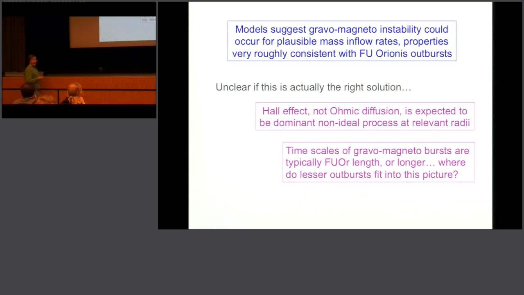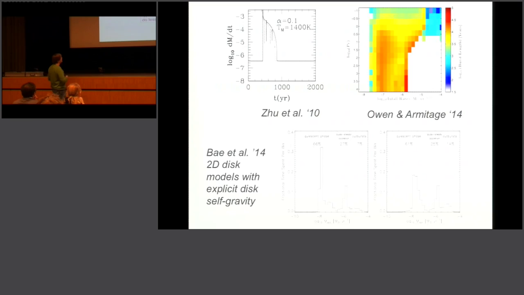So that's something perhaps that hopefully will be possible from a numerical point of view within the next few years. And then there's a more observational point, which is that when you do those calculations, so if you look here at these calculations of Zhao, and these are ones that James Owen did, these burst durations you get are typically FU Orionis type durations, and in some cases even longer than FU Orionis type durations.